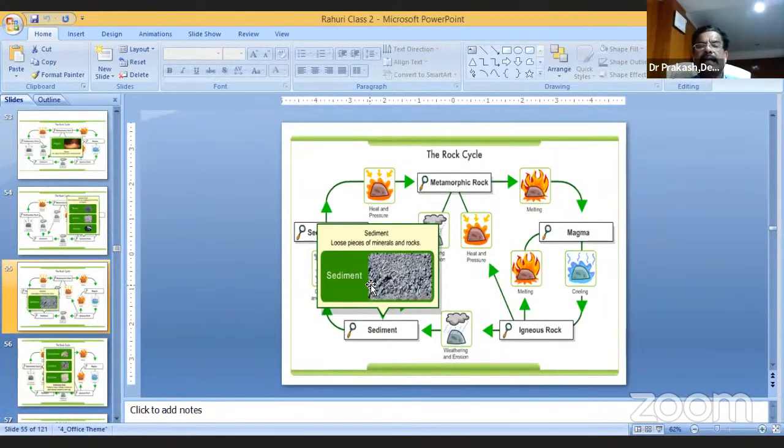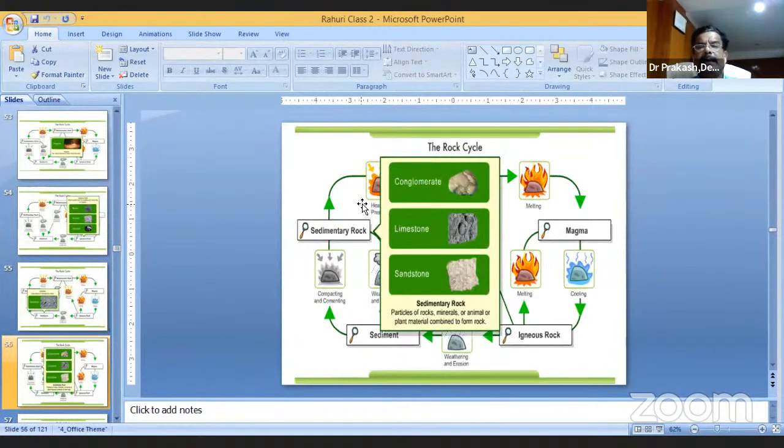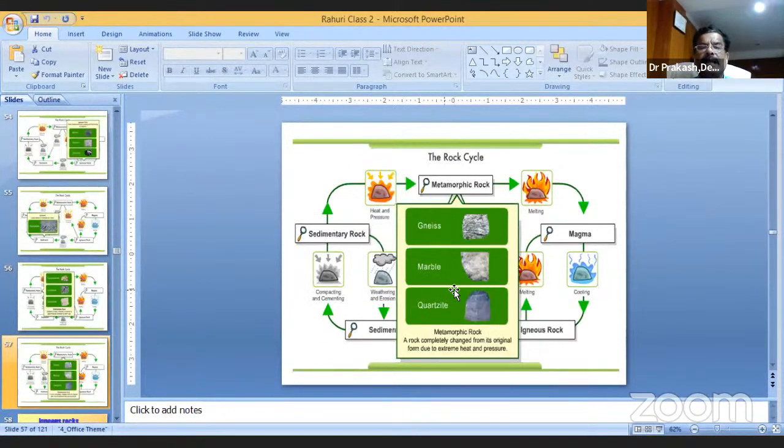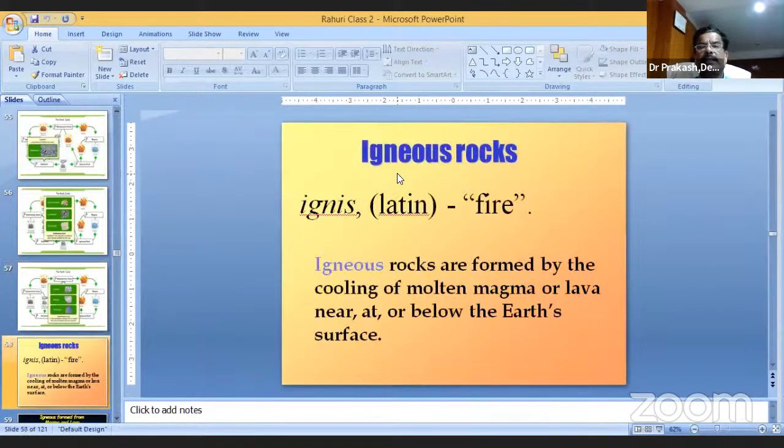So these are the sedimentary rocks: conglomerate, limestone, and sandstone. And these are metamorphic rocks: gneiss, marble, and quartzite. And if you just look at the igneous rocks, the term igneous is derived from the Latin word ignis, meaning fire.